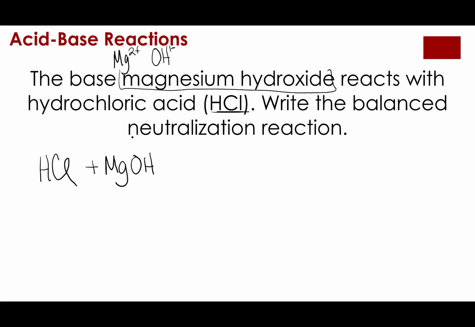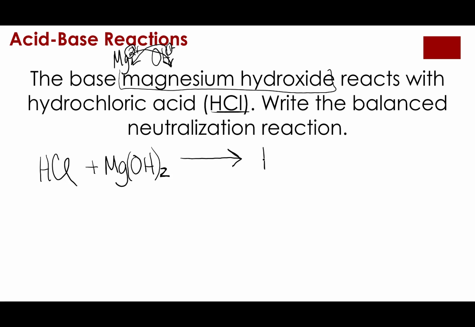So in order to write magnesium hydroxide as electrically neutral, we have to flippity-flop these, the subscripts. So this is actually going to be Mg(OH) with a subscript 2. Okay, so we got to make sure that's electrically neutral. All right, so we've got our reactants onto the paper. Now we need to decide what our products are.